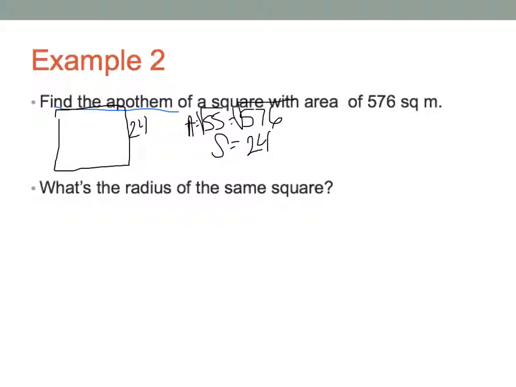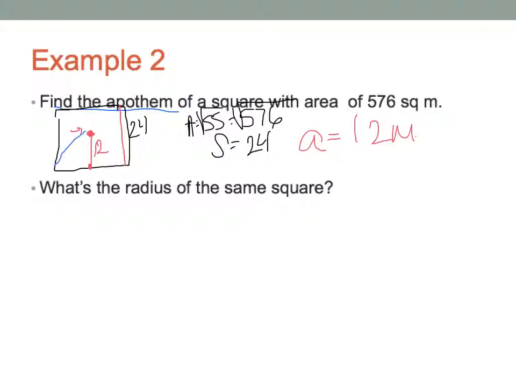Now they're asking me to find the apothem, and the apothem is the center down to my base. If this is at the center and this is at the bottom, I know that my apothem is 12 because the whole length is 24 and the apothem starts at my center. So great, apothem lowercase a equals 12 meters. Next is saying, what's the radius of the same square? The radius connects the vertex to the center.